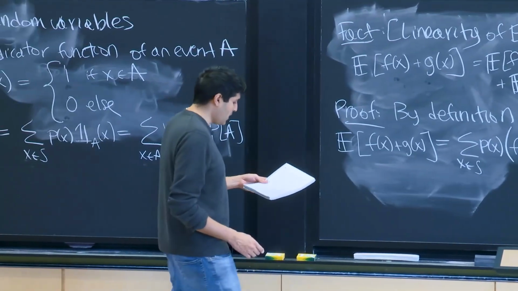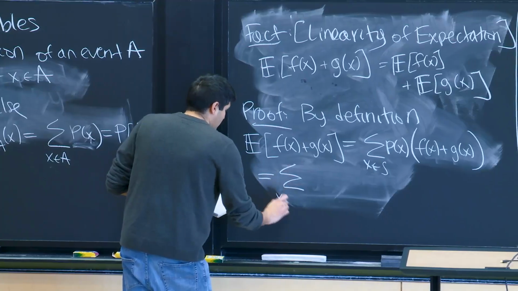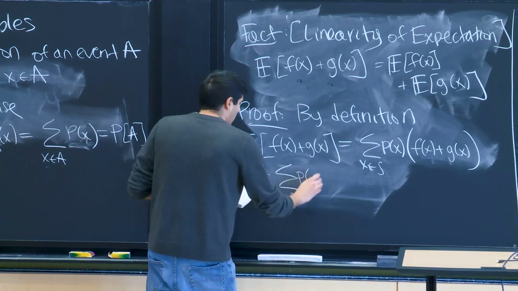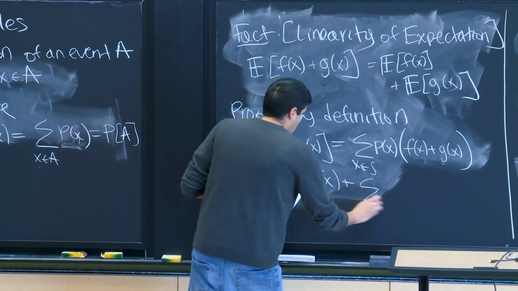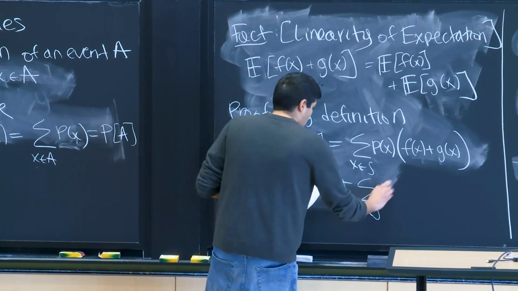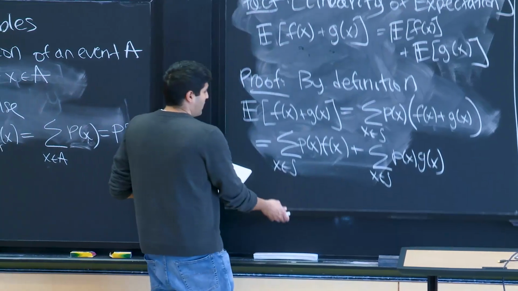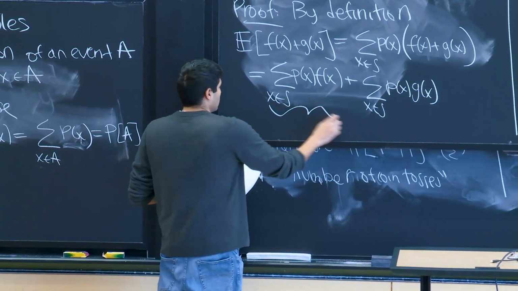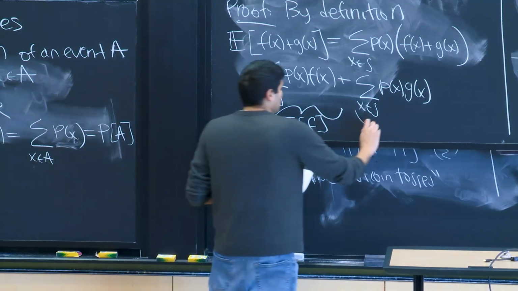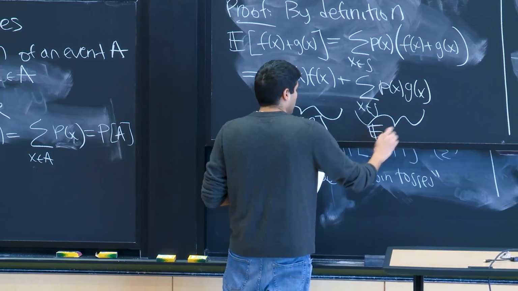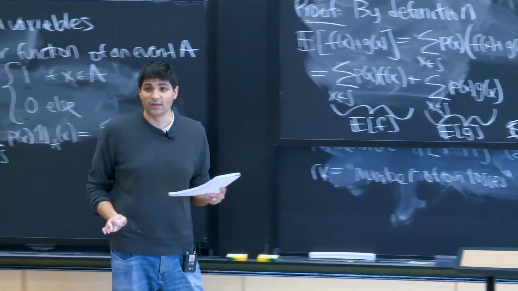And now I can just multiply through and separate out the sum. This is the same thing as the sum over all x and s of p of x times f of x plus the sum over all x and s of p of x times g of x. And now we're in good shape because this term right here is literally our definition of the expectation of f. This term right here is literally our definition of the expectation of g, so that proves what we wanted, right?